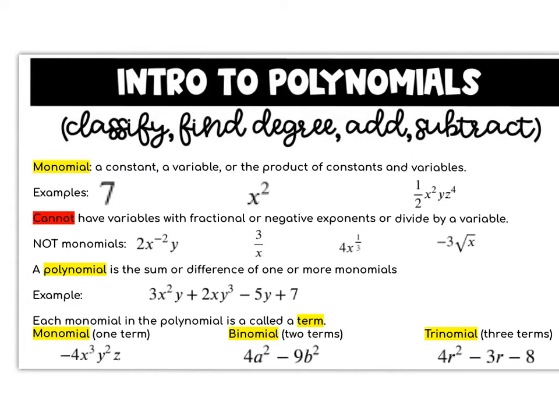So 3 special names. These are the only ones that have special names. A monomial, we've already talked about, has 1 term, a single term. A binomial, bi means 2, has 1, 2 terms. And a trinomial, tri means 3, has 1, 2, 3 terms. After that, they don't have a special name. If it has 4 terms, we would just say a polynomial with 4 terms, or a polynomial with 7 terms.